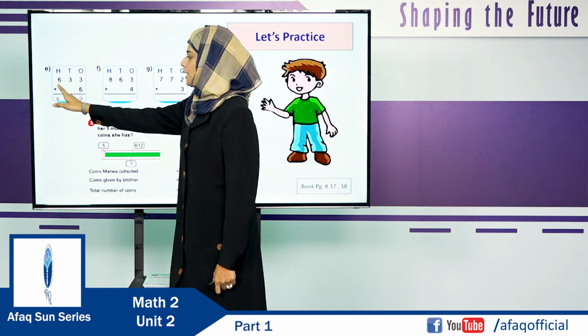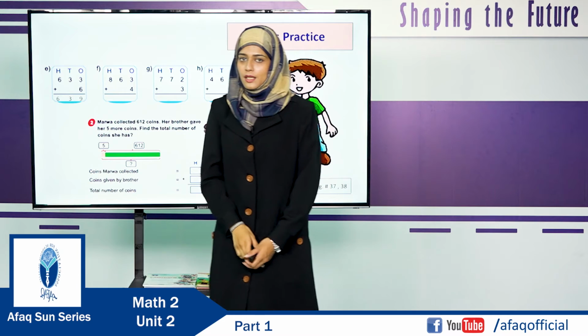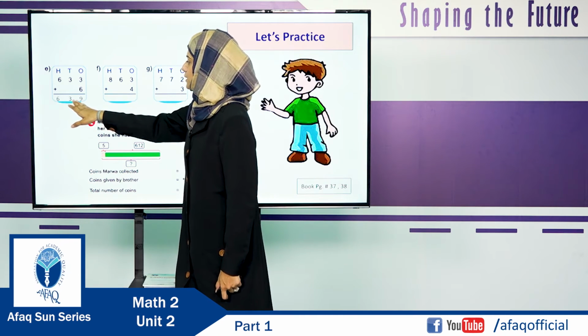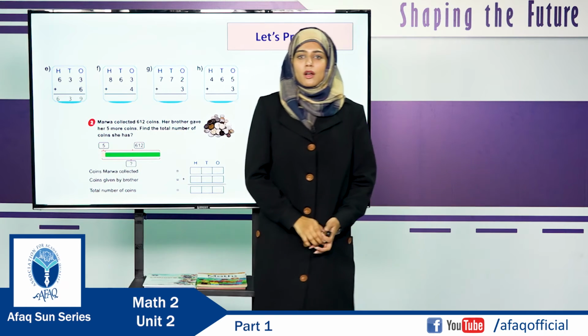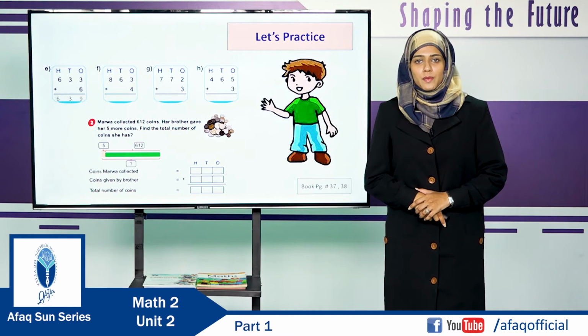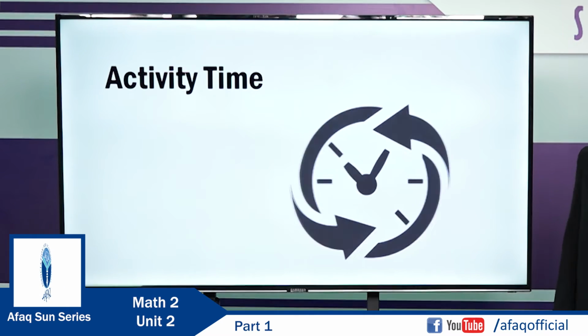Now, move on a 100 place. 6 plus 0 is equal to 6. Now, what will be the answer? It will be 639. So, solve the rest of the exercise by your own under the presence of your parents or teacher. This is an activity time. Let's see the other concept.